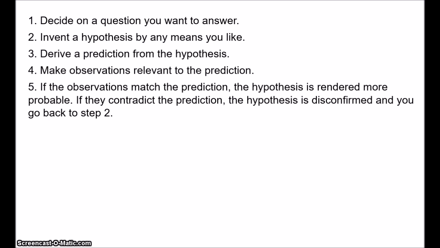If the observations match the prediction, the hypothesis is rendered more probable. If the observations contradict the prediction, the hypothesis is disconfirmed, and you go back to step 2 and come up with a new hypothesis. Now, this probably seems quite familiar to many of you. If you've ever been taught a science, you'll probably have been presented with something like this method. If you type in scientific method on Google Images, you'll find diagrams which basically show variations of this hypothetico-deductive method.